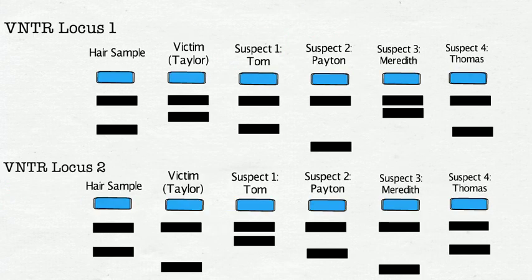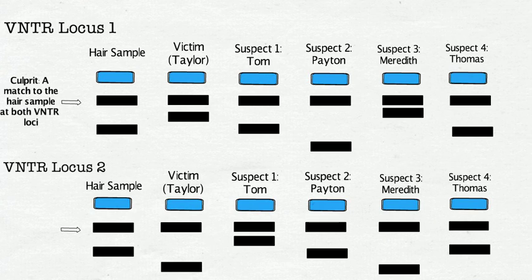The results allow us to view the DNA fingerprint of the hair at both VNTR loci and compare the DNA samples of each of our suspects and the victim. Looking at both loci, one can see that Tom is a biological parent of Taylor, Peyton, Meredith, and Thomas, since they all have the top band in common, which is true between biological parents and offspring. In order to find a match, the culprit is the individual whose DNA bands are a match for the hair at both VNTR loci. Let's take a look at VNTR locus 1.